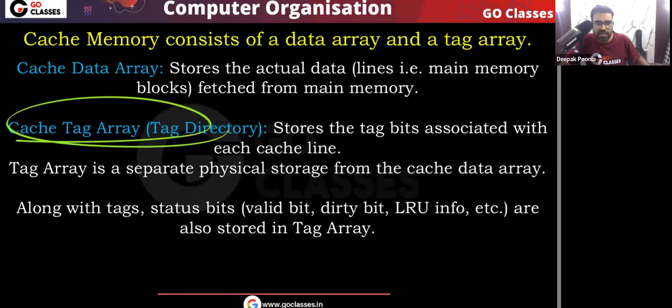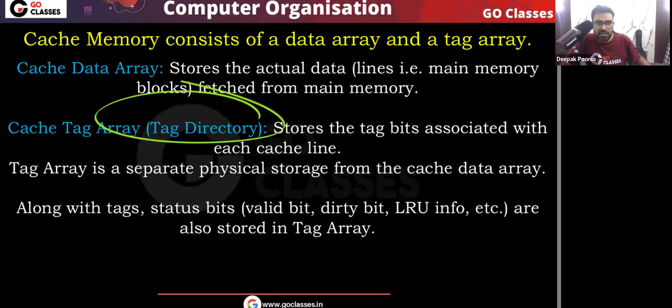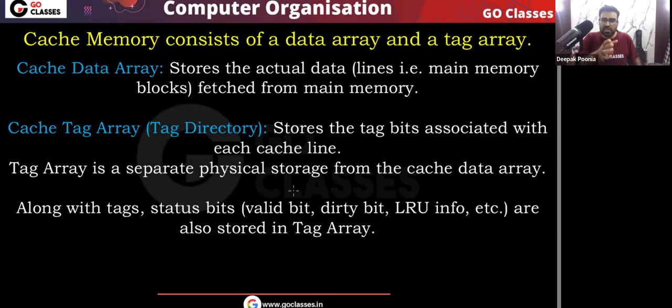And what about this tag array? This tag directory stores the meta information. The extra information is stored in the tag directory. And remember one thing, in the tag directory, the number of entries is the same as the number of lines, because associated with every line there is a tag. So the number of entries in the tag array is the same as the number of lines in the data array.